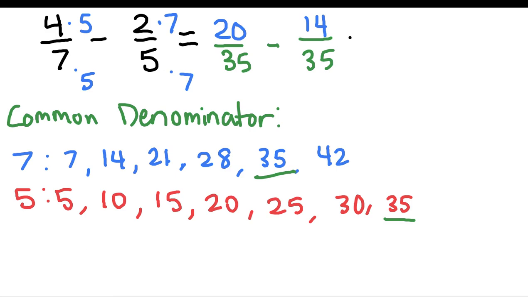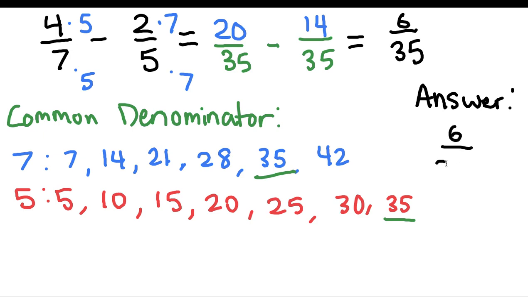Now, all we have to do is subtract the numerators. And 20 minus 14 is 6. And 35, we keep that the same. So our final answer is 6 over 35. Let's do one more example. 3/4 minus 2/8.